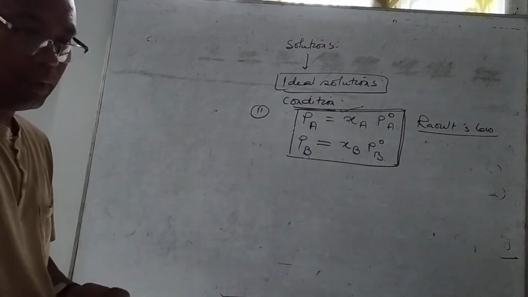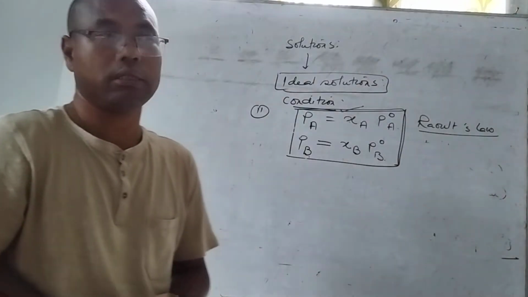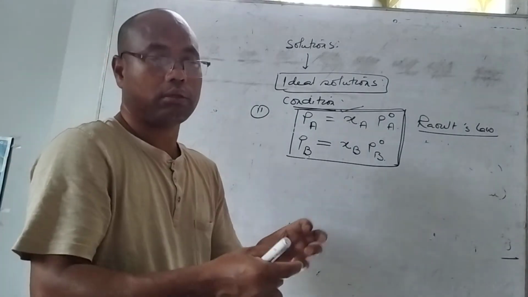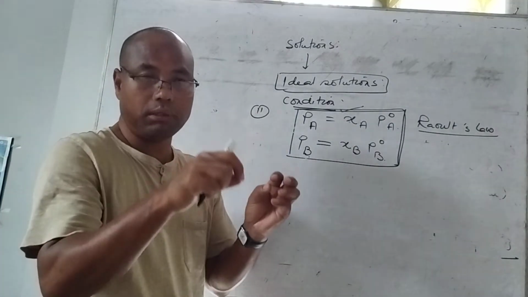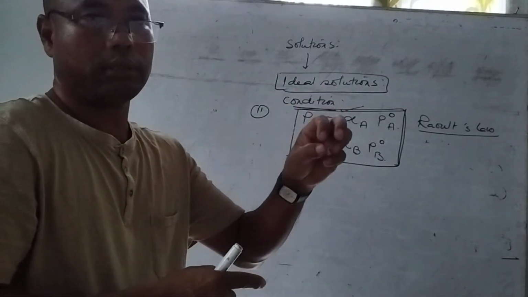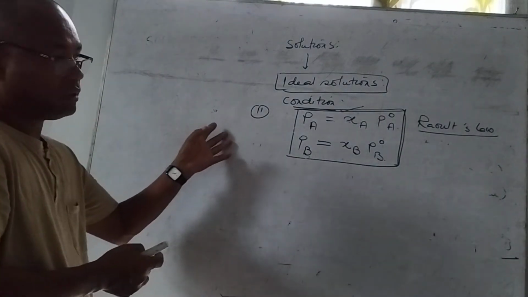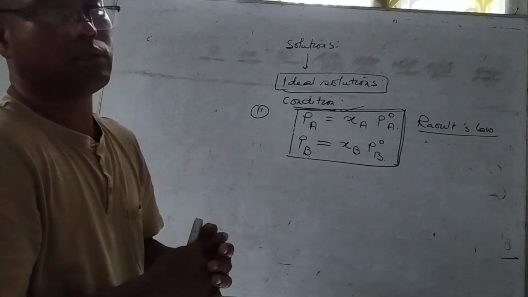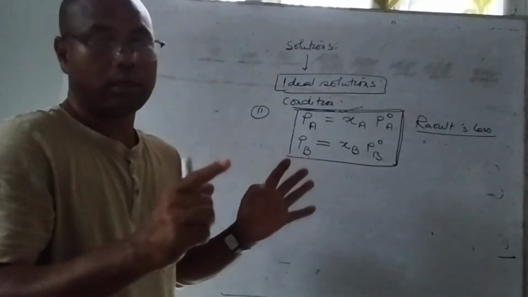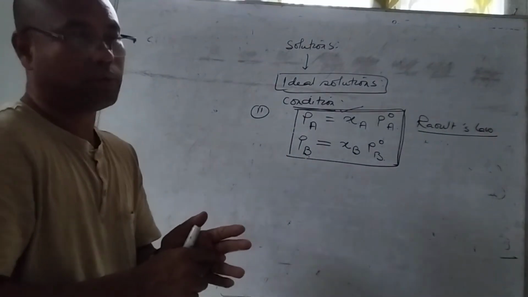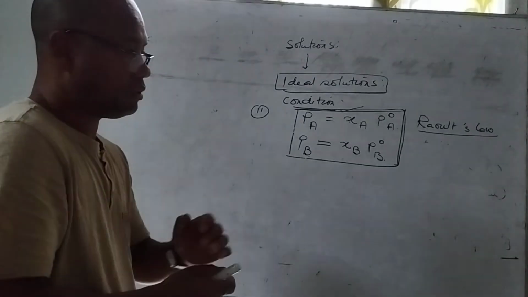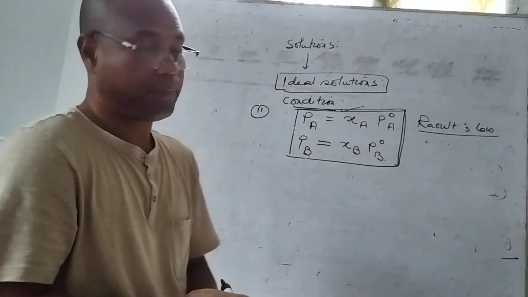Now I remind you again, what are the important conditions for the ideal solution? Number one, the intermolecular interaction of the components in the solution is similar to the intermolecular interaction of the components in the pure state. Number two, the solution considered as an ideal solution should obey Raoult's law under any condition of temperature. Whenever you change the temperature or the concentration, that solution should obey Raoult's law. What is Raoult's law? This I showed you here. Then number three.